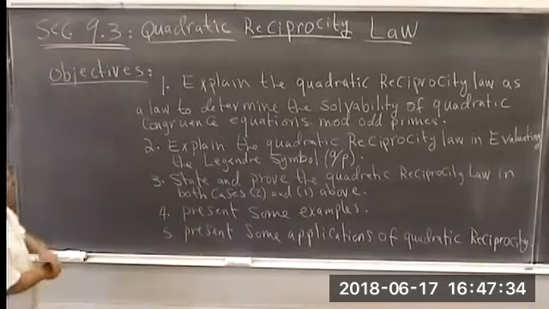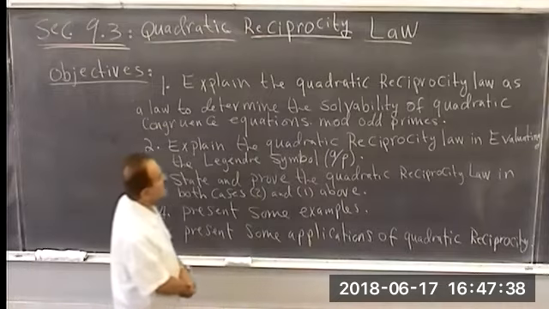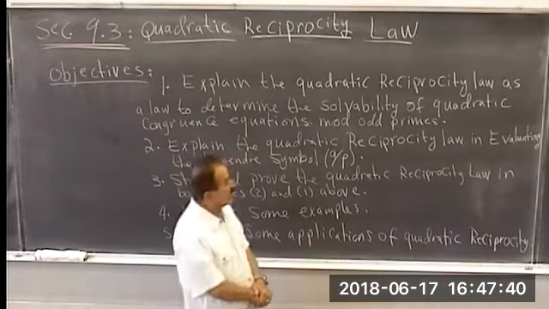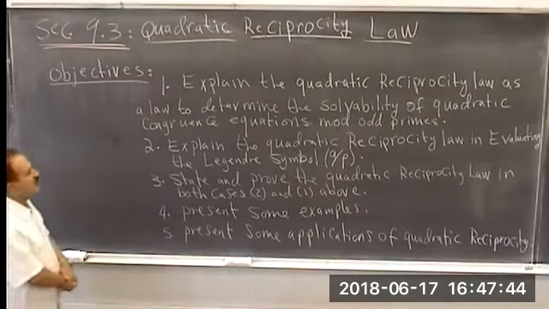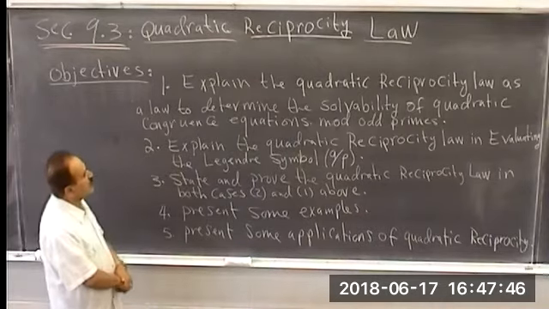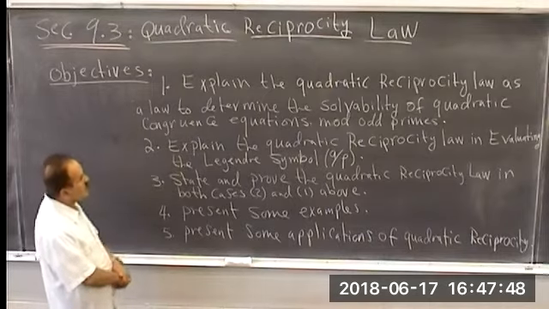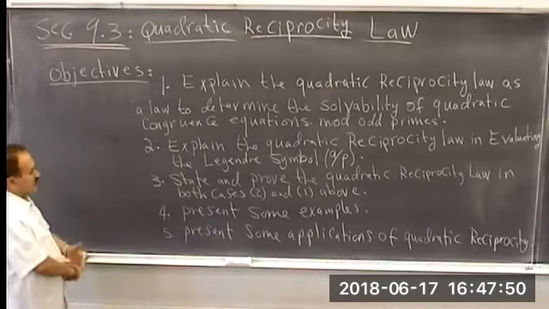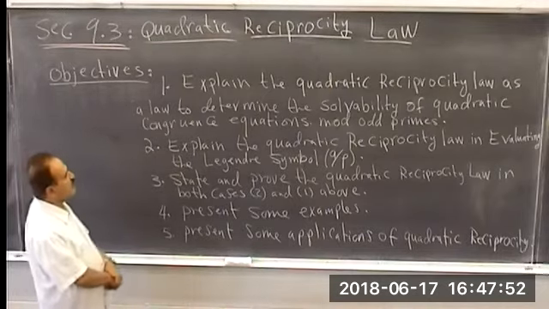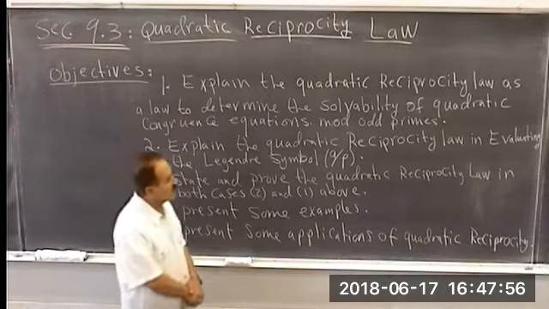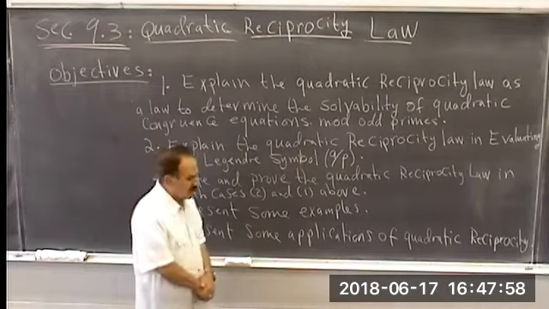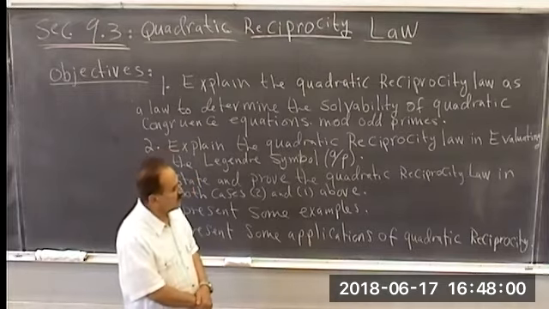All right, we're going to get started on section 9.3. This is the quadratic reciprocity law. The quadratic reciprocity law, as we mentioned earlier, has something to do with the solvability and non-solvability of quadratic congruence equations. And it is one of the most important theorems in number theory, or at least in the elementary part of number theory.